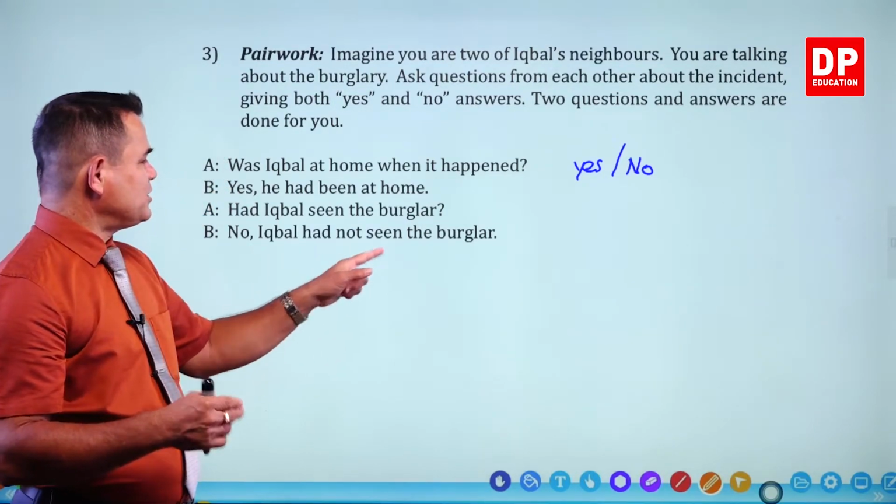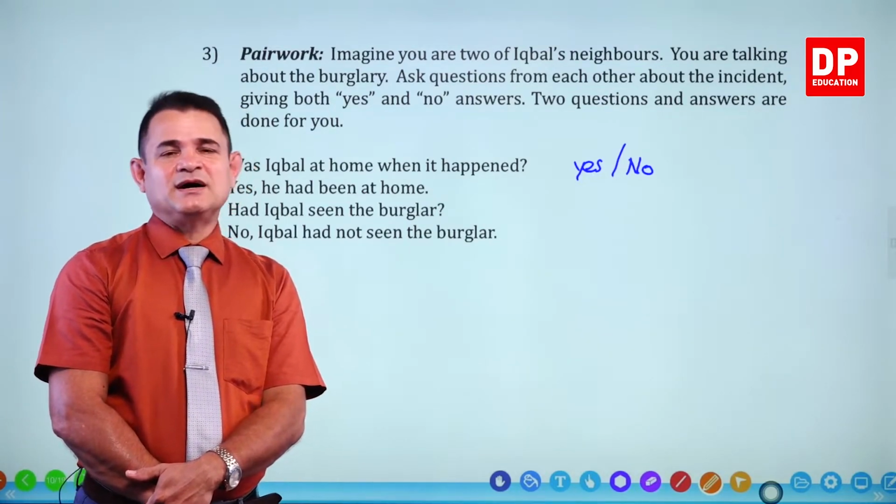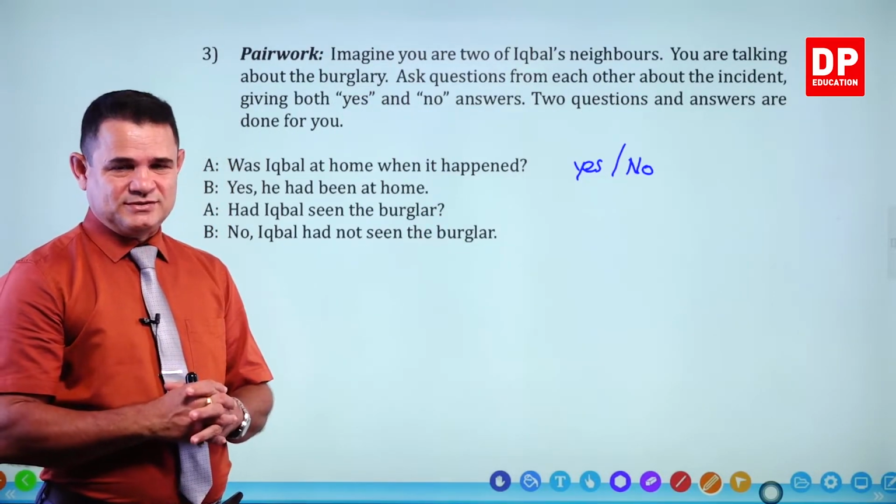No, Iqbal had not seen the burglar. So now there you have to ask simple past tense questions. Simple questions, yes, no questions.